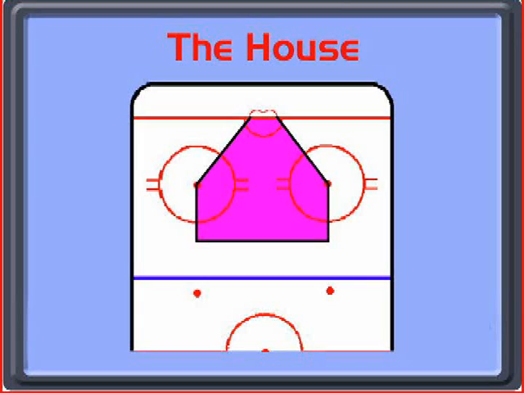Important areas. The house. The area near the crease and slot is often called the house. This diagram shows the house. It is called the house because, like your home, you want to protect this area.